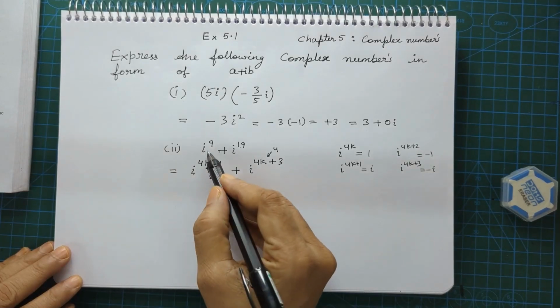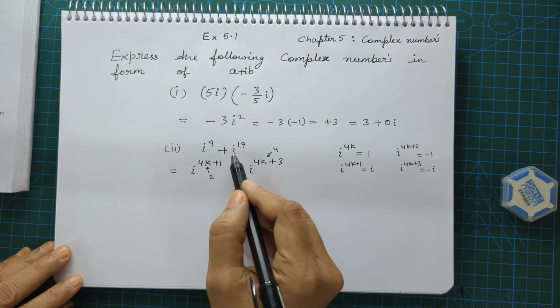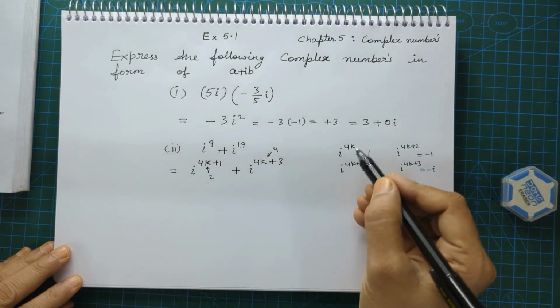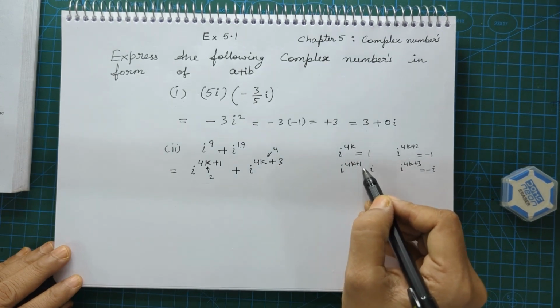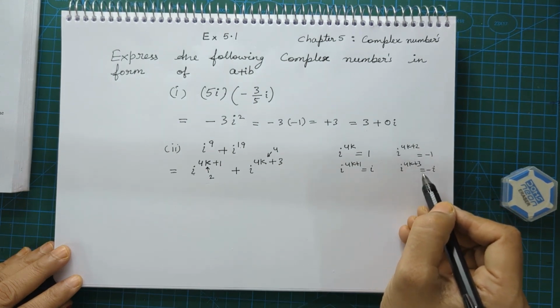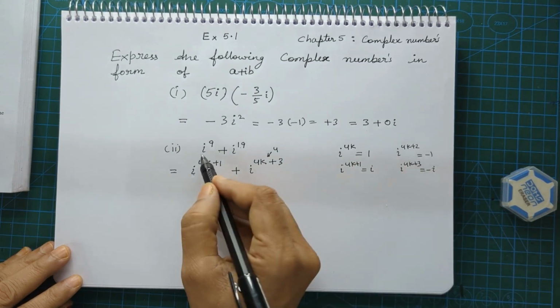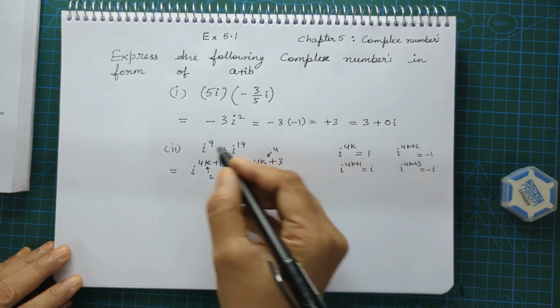The next question is i to the power 9 plus i to the power 19. This kind of expression, or powers of iota, when we simplify, we have to remember that i to the power 4k is 1, i to the power 4k plus 1 is i, i to the power 4k plus 2 is negative 1, i to the power 4k plus 3 is negative i. And we have to write this in the form of i to the power of this kind of expression.